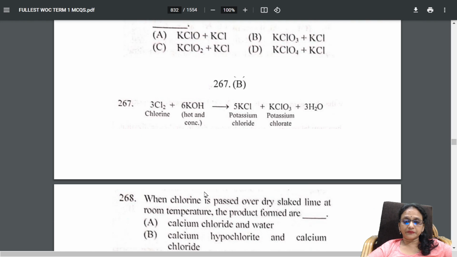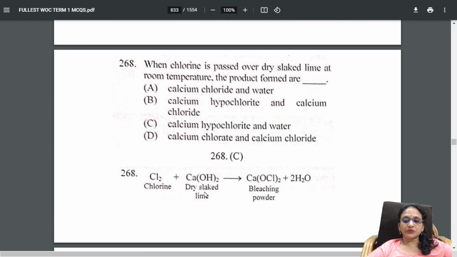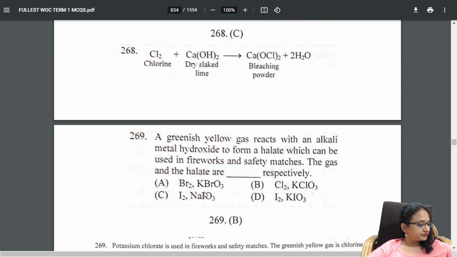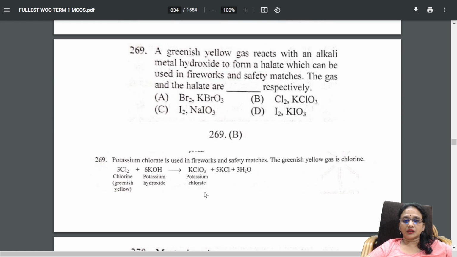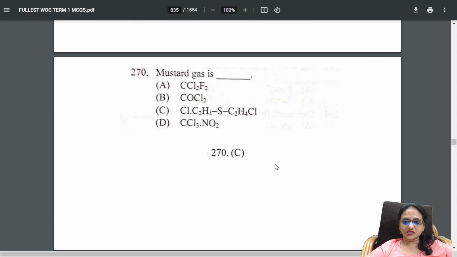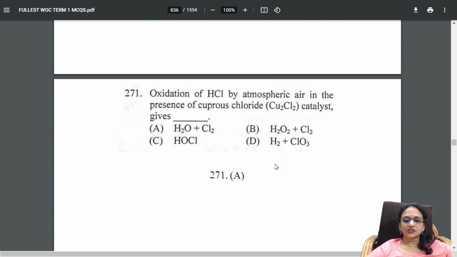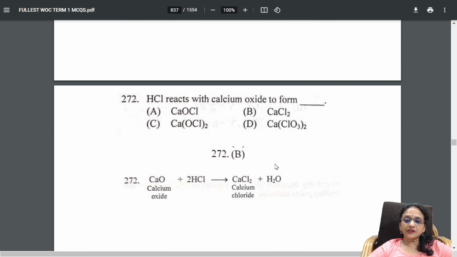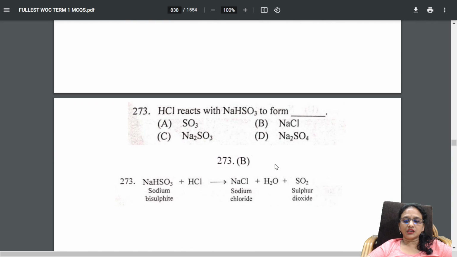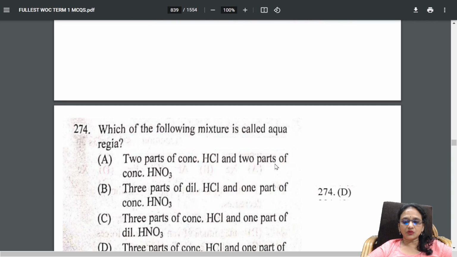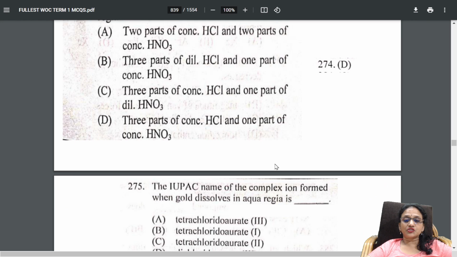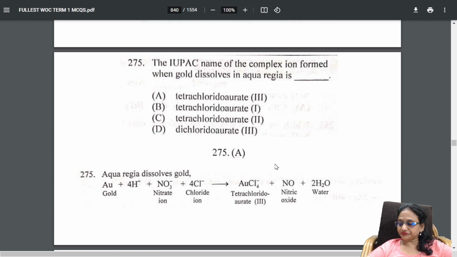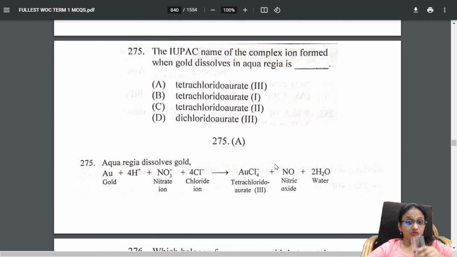So reaction of chlorine, further forming bleaching powder. Reaction of chlorine with potassium hydroxide, and what is its use? So what is mustard gas formula? Right here, cuprous chloride, Deacon's process, reaction of HCl. These are all the reactions of HCl. So how they are asked, in which part you have asked. So basically 1111 concept is given. Aqua regia, which dissolves gold.